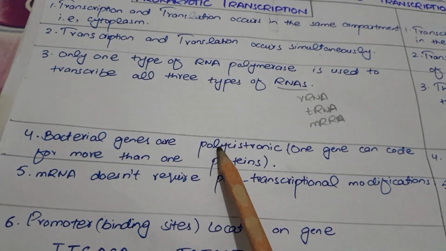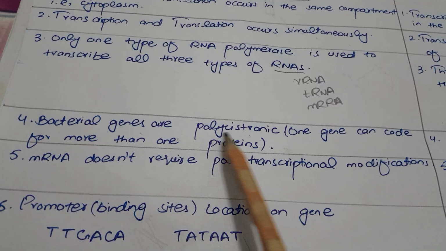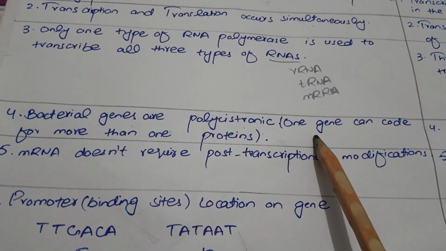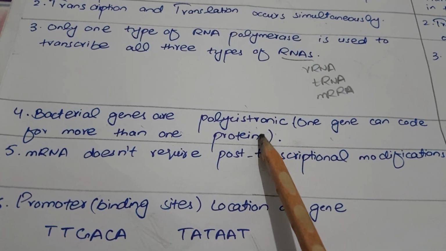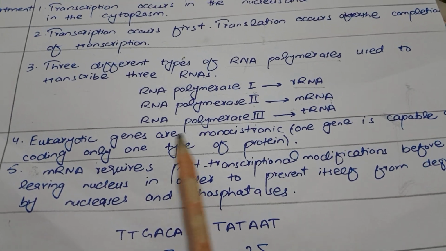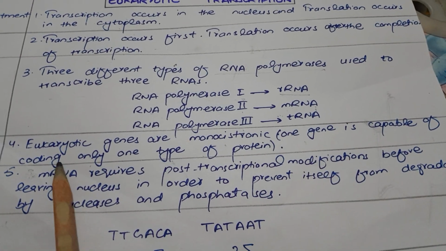In case of prokaryotic transcription, bacterial genes are polycistronic. In this case, one gene is capable of coding for more than one protein. But in case of eukaryotic transcription, the genes are monocistronic. Monocistronic means one gene is capable of coding only one type of protein.